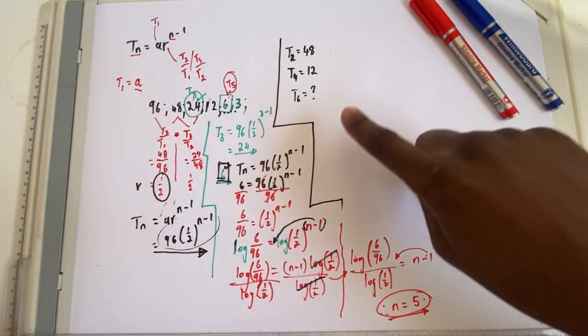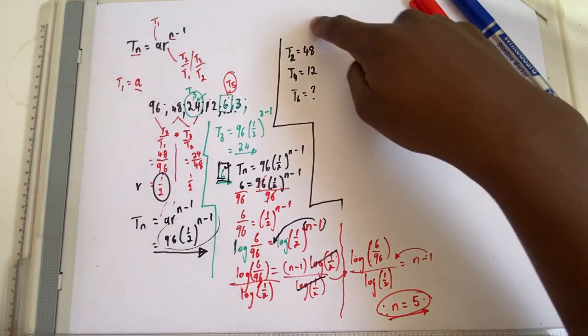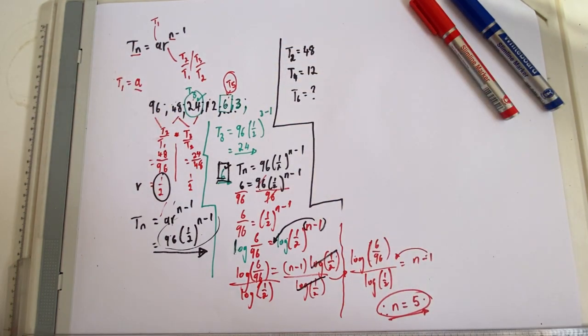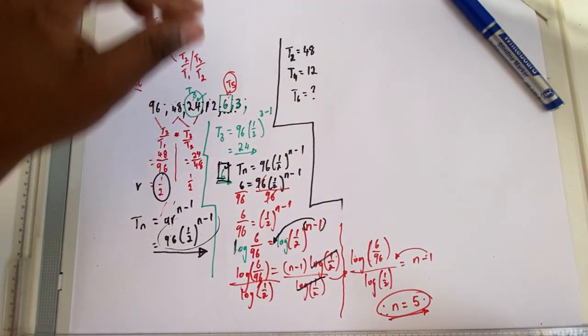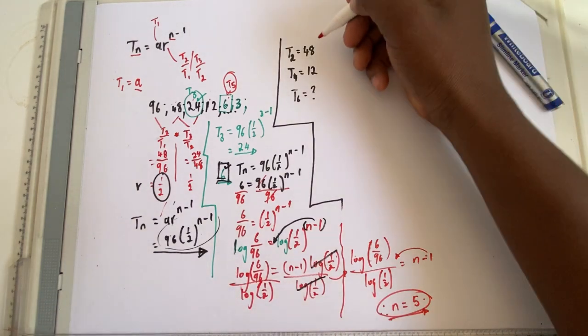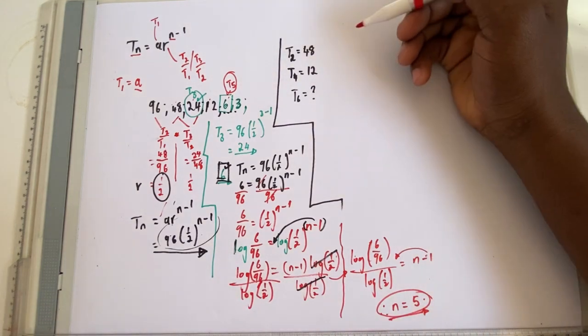But remember, the sequence is not given like this. They have given us only this. But we need to make calculations to find the term number 6. This is how you're going to approach it. You analyze the given information. You ask yourself, for instance, here, what I have.